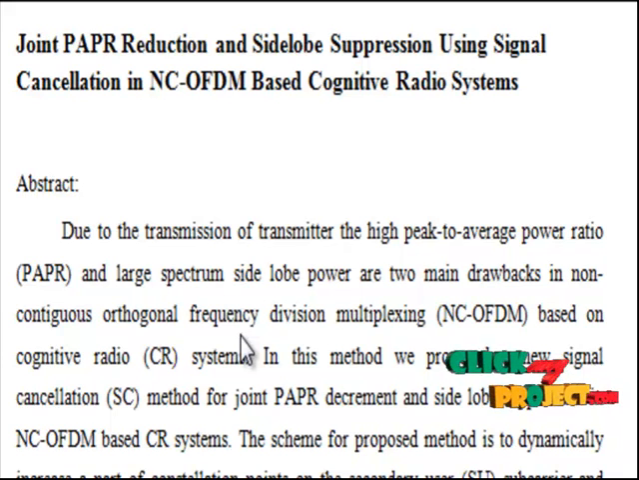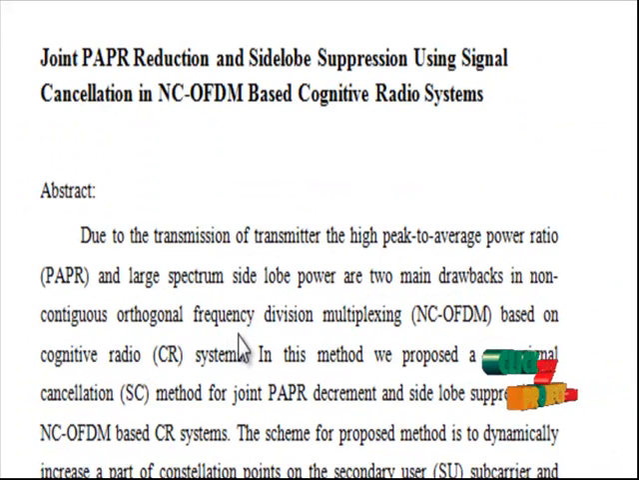Joint PAPR reduction and sidelobe suppression using signal cancellation in NC-OFDM based cognitive radio systems. Due to the transmission of the transmitter, the high peak to average power ratio and the large spectrum sidelobe power are two main drawbacks in non-contiguous orthogonal frequency division multiplexing based cognitive radio systems.